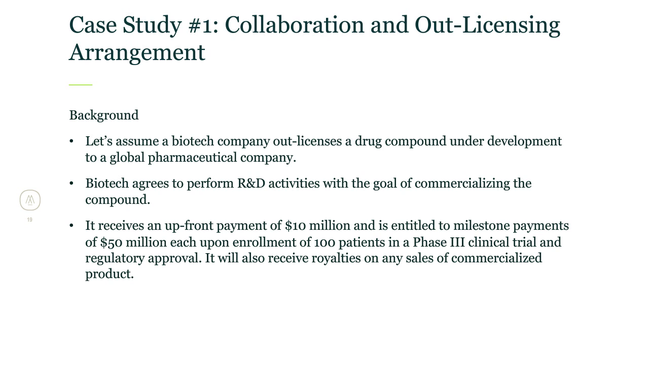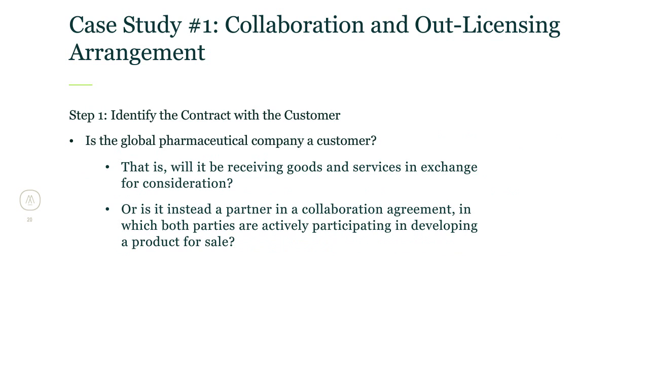All right, so let's look at step 1. The first question is, is this a contract with a customer? So as part of that, the question is, is the large pharma company actually a customer? Is it going to receive goods and services in exchange for the consideration? Well, it depends, right? So what are they going to actually get from that? Are they buying the IP? Are they getting an ex-US or what? How do you carve that out geographically? What does that actually look like?